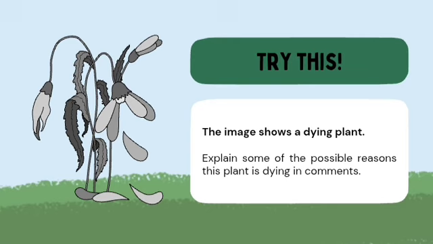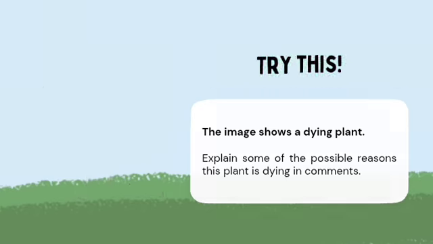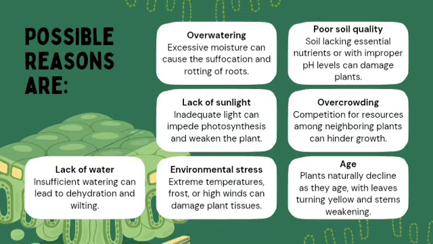Try this. The image shows a dying plant. Explain some of the possible reasons this plant is dying in the comments. Possible reasons are: lack of water. Insufficient watering can lead to dehydration and wilting.